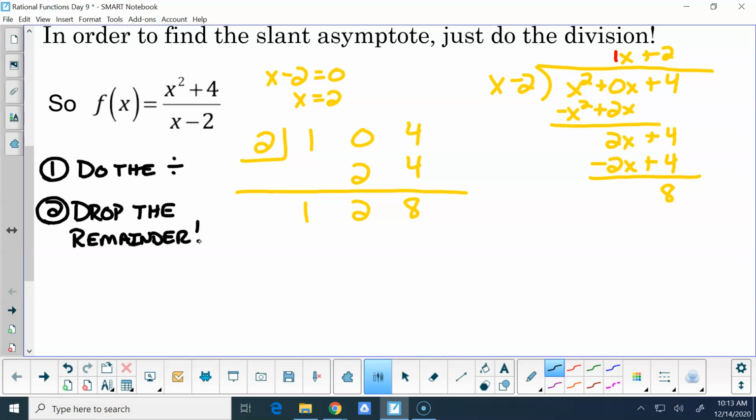You will get a remainder, because otherwise you did step 0 wrong. You know what I mean? Okay. So you will get a remainder, and you're just going to straight out drop it. So you're going to totally forget about it.